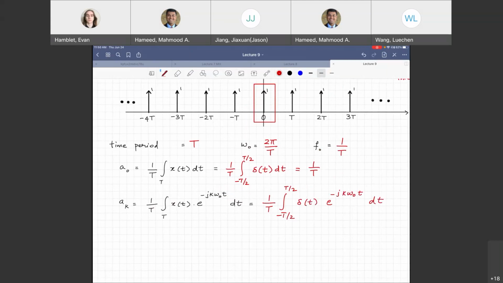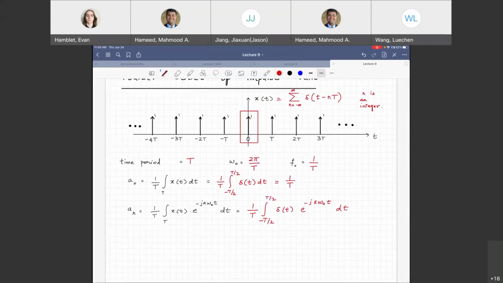So when you multiply a time signal with an impulse, what do you need to do? A signal multiplied by an impulse, what do you have? You have to evaluate that signal at the time this is valid. What is that? Zero. Right, so when you plug in 0 here, what do you get? 1, right? So I get a 1 for this.